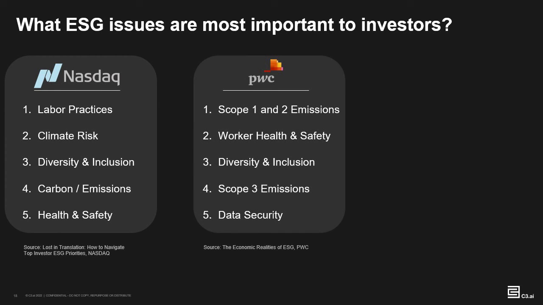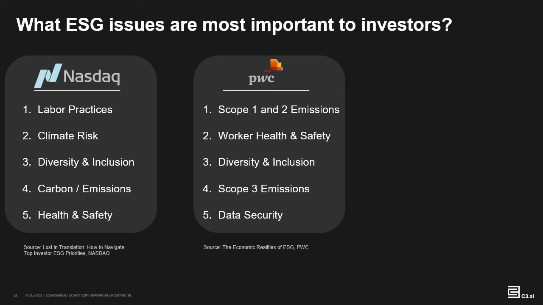And then another study by PwC, and this is a really good study. All these are good, but this PwC one has a lot of really interesting insights. This study went out, asked similar questions, asset owners, asset managers, what are your top ESG issues for companies? And they heard back scope 1 and 2 emissions, worker health and safety, diversity and inclusion, scope 3 emissions, and data security. So what's starting to happen here? We're starting to see some commonalities emerge. So we're seeing climate show up multiple times, diversity and inclusion. But we have a new one here, data security.